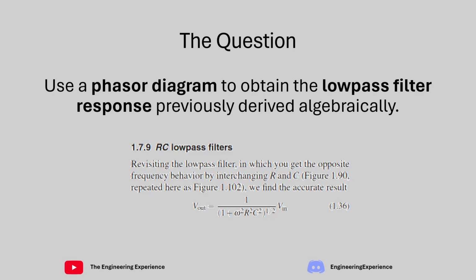This equation showed us that V out is equal to V in multiplied by 1 over the square root of 1 plus omega squared R squared C squared, which is the magnitude response of an RC filter. So this is what we will be trying to show in today's video.